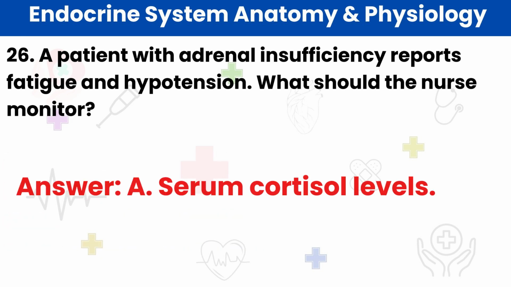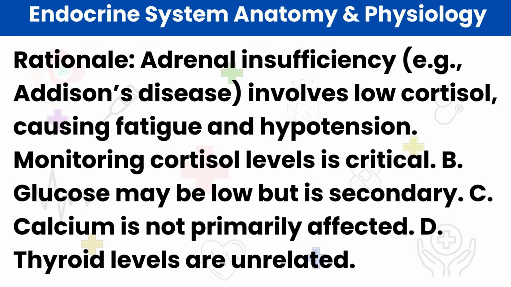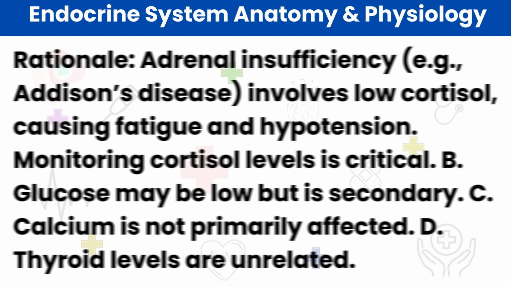Answer: A. Serum cortisol levels. Rationale: adrenal insufficiency, e.g., Addison's disease, involves low cortisol, causing fatigue and hypotension. Monitoring cortisol levels is critical. B. Glucose may be low but is secondary. C. Calcium is not primarily affected. D. Thyroid levels are unrelated.